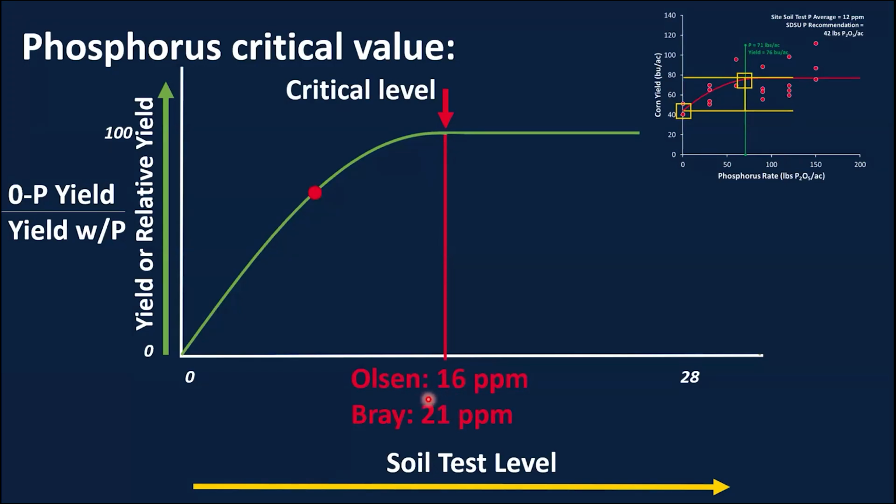And in South Dakota right now, it's about 16 Olsen and about 21 Bray. We don't have this for Malick, which is why I really encourage farmers, when they work with soil testing labs, to have them do the Olsen test or the Bray test if your pH is below 7.4. If you're above that, use the Olsen test because we don't have that Malick calibration to tell you where that curve levels out.